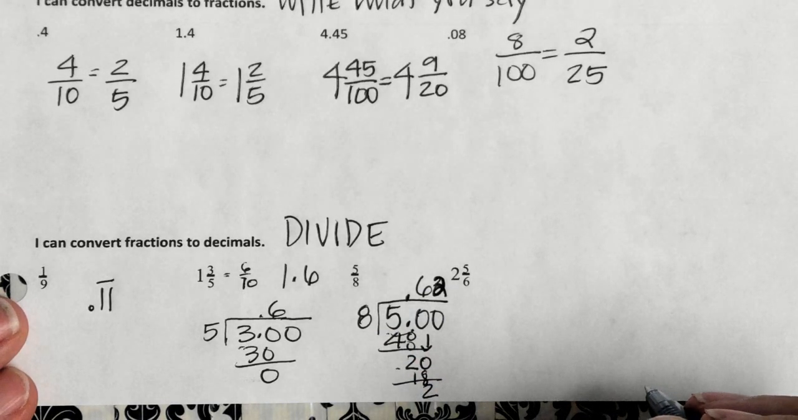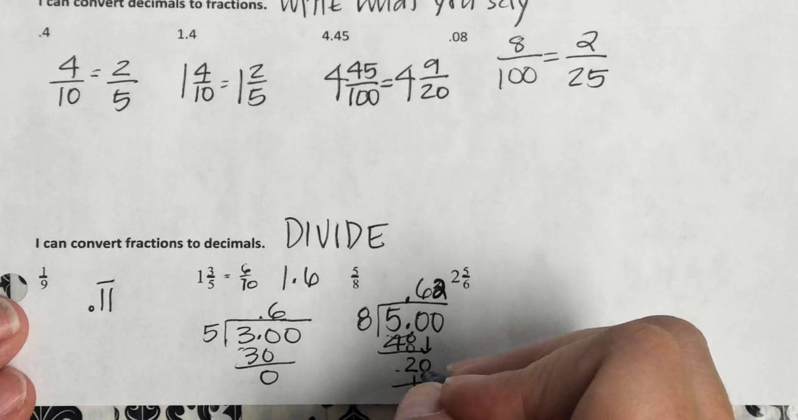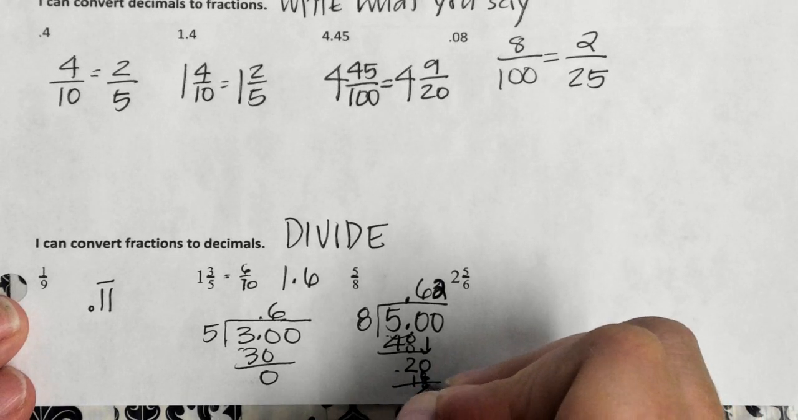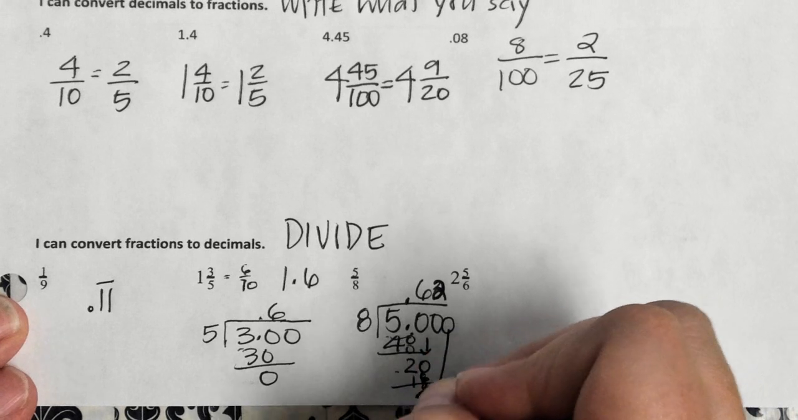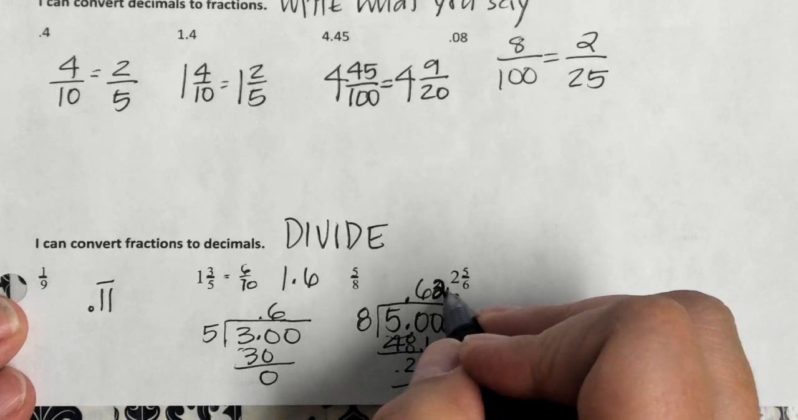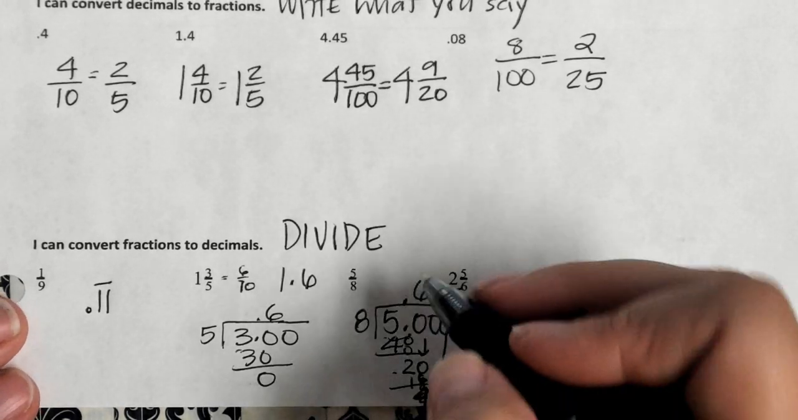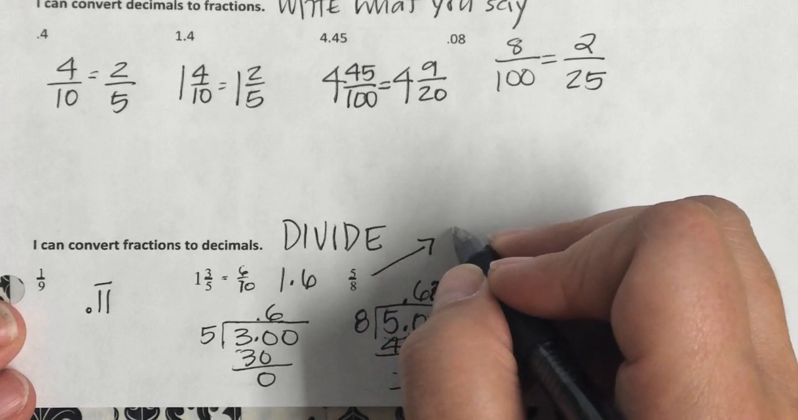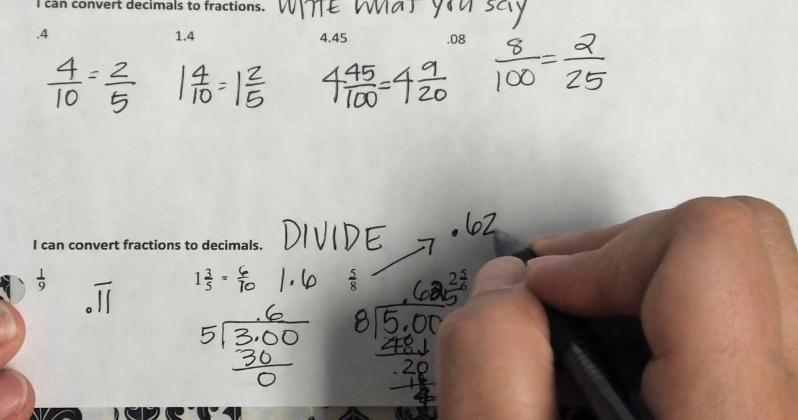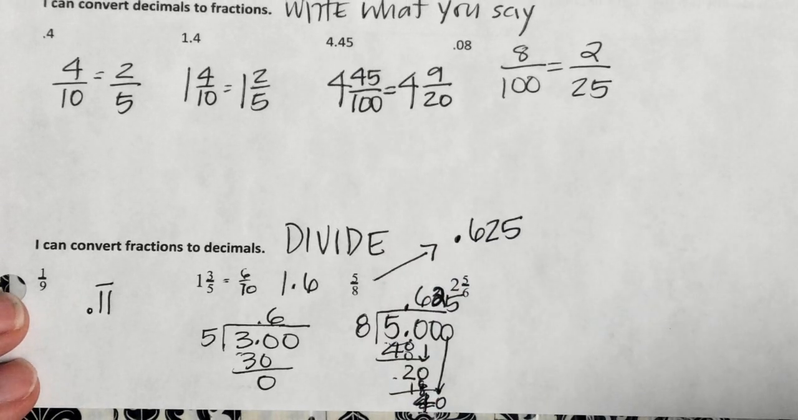Add a 0. Bring a 0 down. That would be 5 and nothing left over. So, since we can't see that, and it looks awful, 625 thousandths.